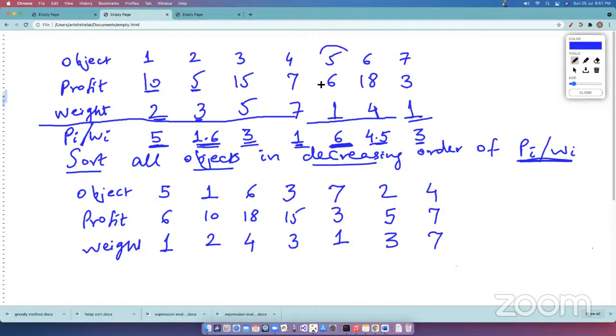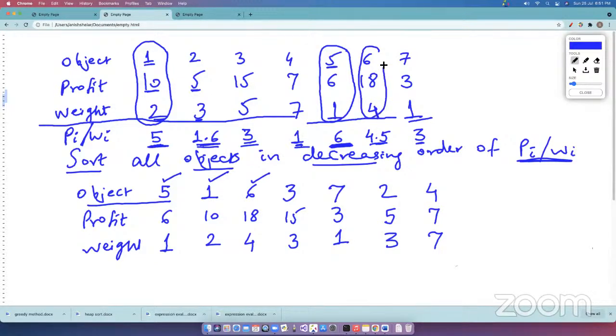So it's visible that out of all these profit by weights, 5, 1.6, 3, 1, 6, the largest is 6, and that is the fifth object, which has profit of 6 and weight of 1. So the fifth object has been taken on top. After this, the next highest profit by weight is 5, so after the fifth object we have taken the first object, which has profit of 10 and weight of 2. Similarly, next we have taken the sixth object, because the sixth object has profit by weight of 4.5.